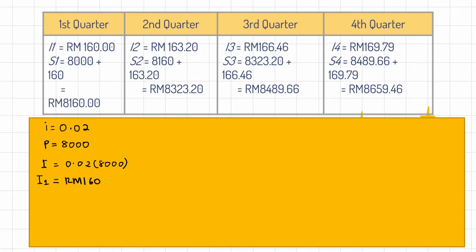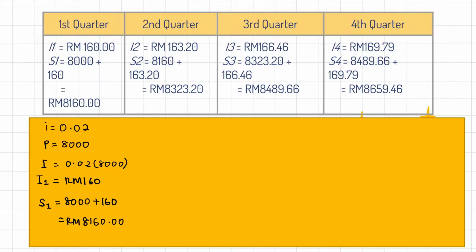As a total, the value of money in the account in the first quarter will be 8,000 plus 160. We will get RM8,160. This is the value in the account for the first quarter, not the first year. Okay, for the first quarter.